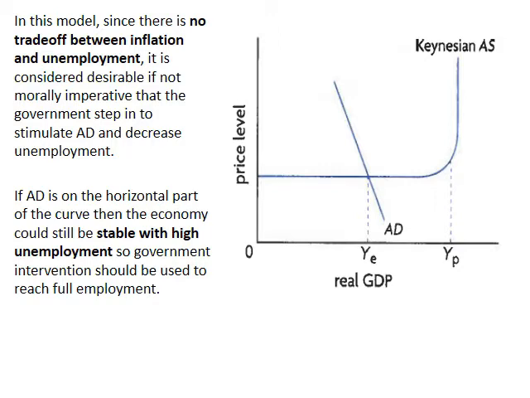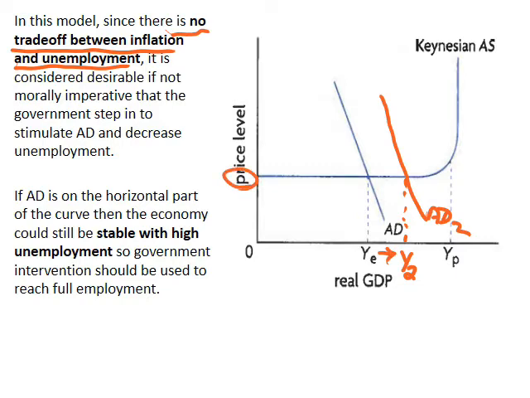So in this model, there's no trade-off between inflation and unemployment, unlike the neoclassical model where there is: if you increase aggregate demand, output goes up, unemployment goes down, but inflation goes up. Here there is no such trade-off. So it's considered desirable, if not even morally imperative, that the government steps in to stimulate AD and decrease unemployment. Again, moving to AD2, we come to Y2. We've increased output, but the price level has remained the same.